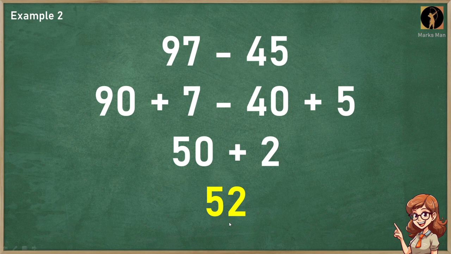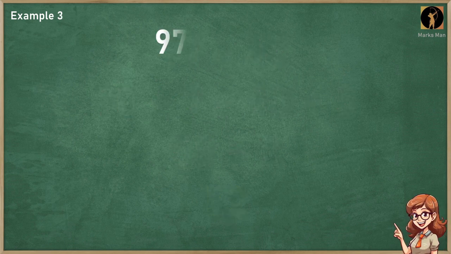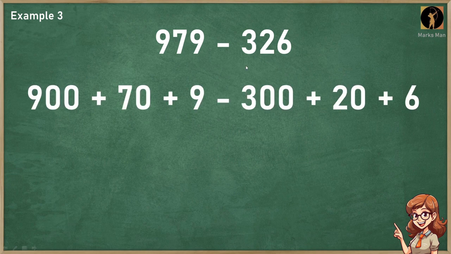I hope that's clear. Next example, what is the difference of 979 and 326? Just like what we did earlier, you need to separate each number to its digit value. In number 979, the value of 9 is 900, the value of 7 is 70, and the value of 9 is 9. Minus, in number 326, the value of 3 is 300, and the value of 2 is 20, and the value of 6 is 6.